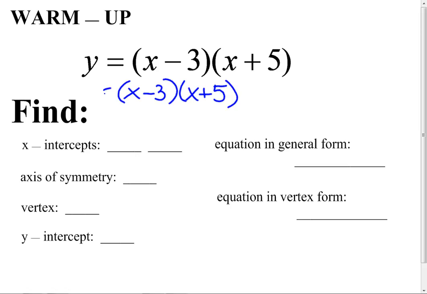When is this 0? Joe, when is this 0? Joe. Joe. When is this 0? When x equals 3, 0.